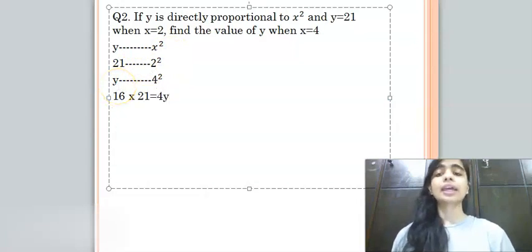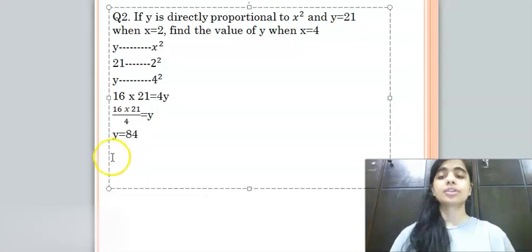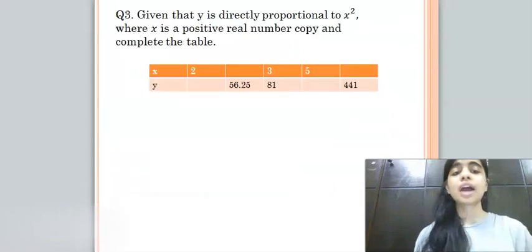And then I can divide the whole equation by 4. So when I divide the whole equation by 4, this will be 16 multiplied by 21 divided by 4, and 4y divided by 4 will be y. So 16 divided by 4 will give me 4, and 4 multiplied by 21 will give me 84. So y is equal to 84. That is our answer. So now let's do the last question of practice now 6.